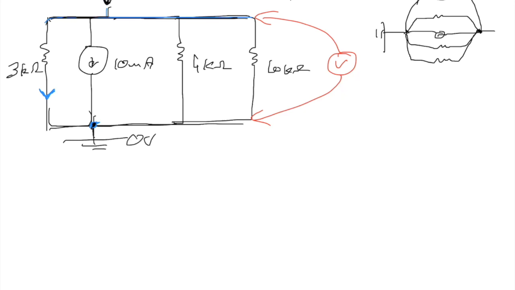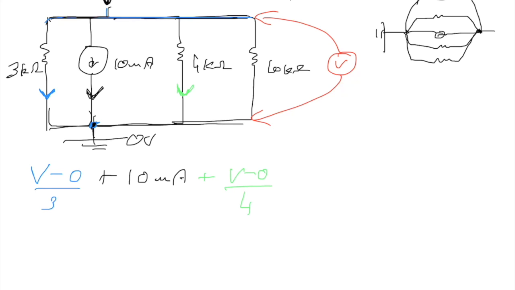So I have my current coming in through the 3 kilo ohm resistor. If you just use Ohm's law, I is V by R. So I get (V minus 0) by 3 kilo ohms. And then I have the current coming in through the 10 milliampere current source, which is just going to be 10 milliamperes. And then I have the current through the 4 kilo ohm resistor, which is (V minus 0) by 4.